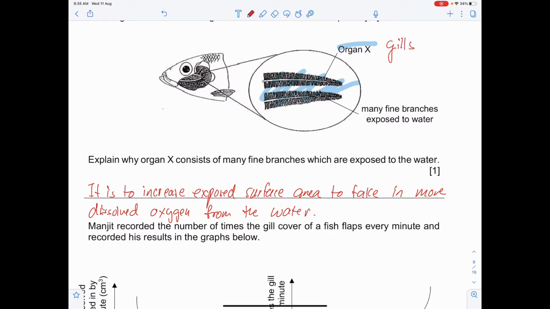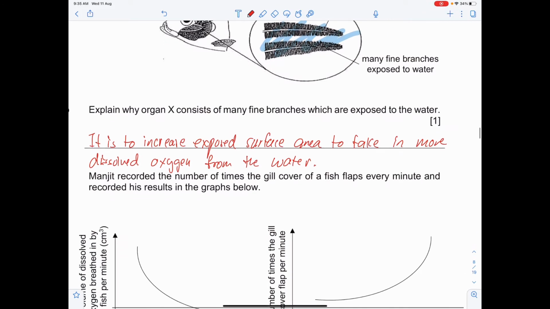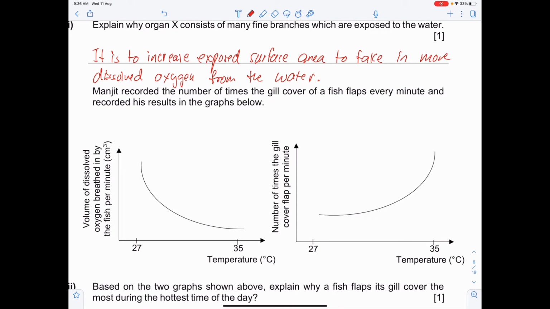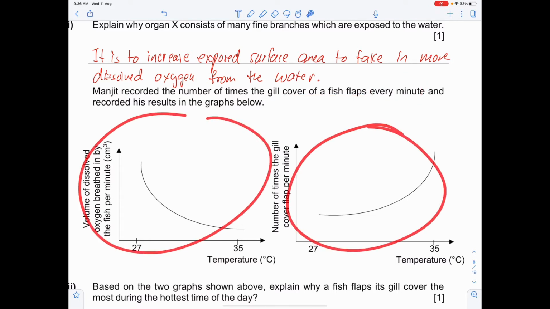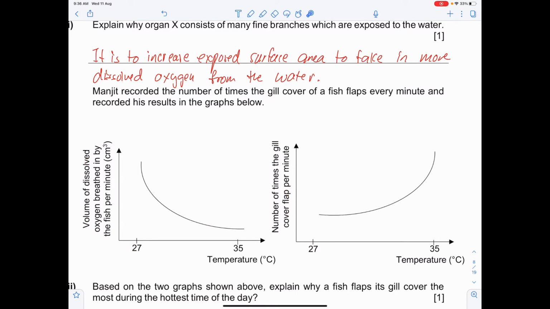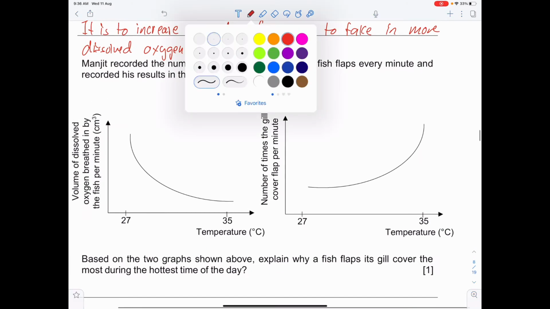That is something that we need to be very clear about. Next. Manjit recorded the number of times the gill cover of a fish flaps every minute and recorded his results in the graph below. When you've got two graphs, you need to be careful and ask what is your change and what is your measured variable. Usually the change variable is at the horizontal line, also known as your independent variable. As your temperature increases, the volume of dissolved oxygen decreases as well. So it goes down. The volume of dissolved oxygen decreases with increasing temperature.